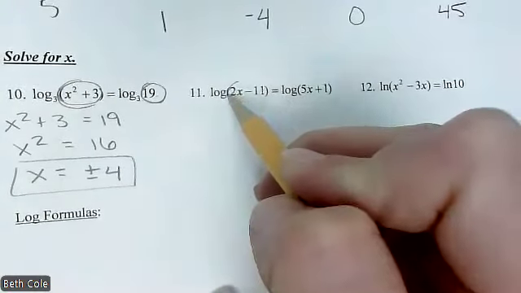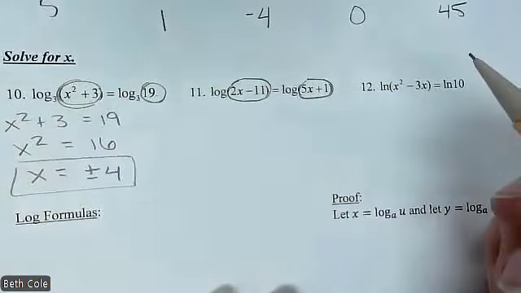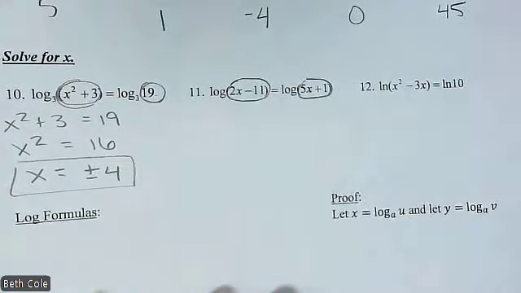Now, these don't have a base written. What does that mean the base is? 10. But the point is the same, okay? So we're going to take 2x minus 11 equals 5x plus 1 and then solve that. That's like welcome back to Algebra 1 class, okay?